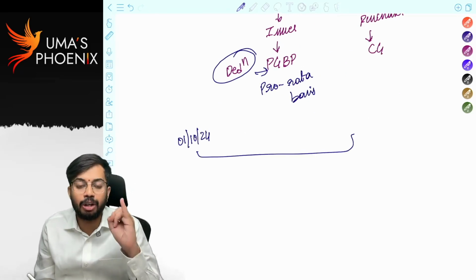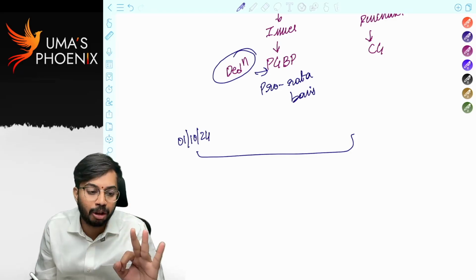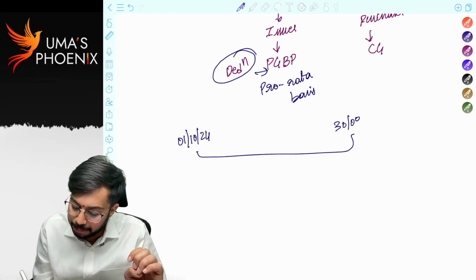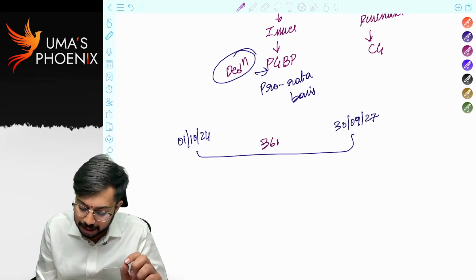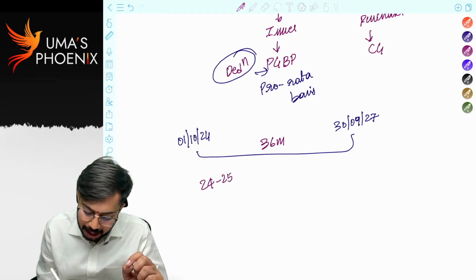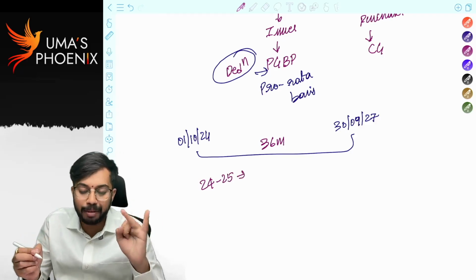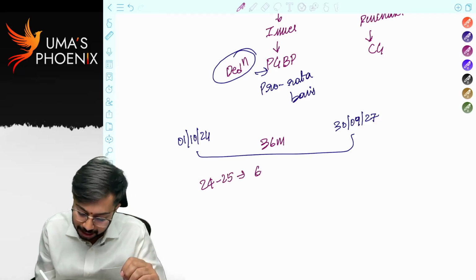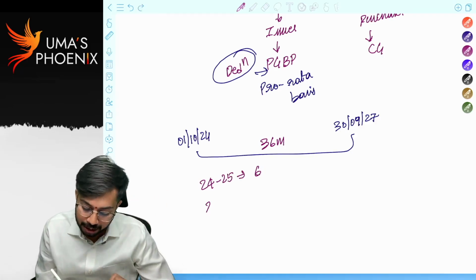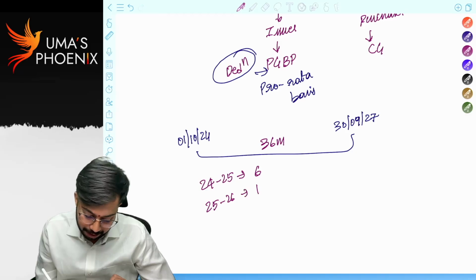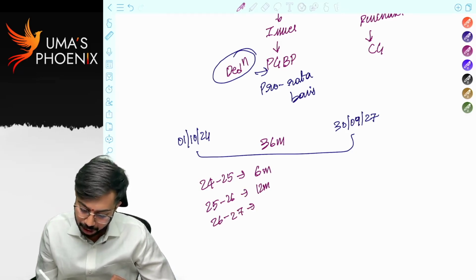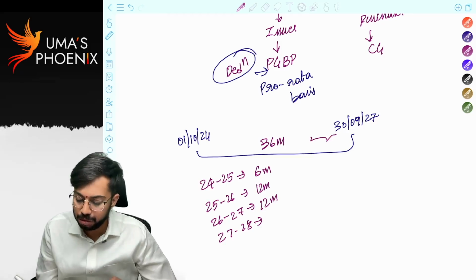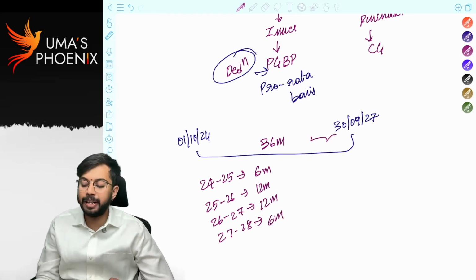So 3 years: 1st October 25, 1st October 26, 1st October 27. That means up to 30th September 27. So over a period of how many months? 36 months. In 24-25, how many months are there? October, November, December, January, February, March: 6 months. Only 6 months expenditure is allowed as deduction. In 25-26, total 12 months. In 26-27, total 12 months. In 27-28, only 6 months, April to September. This is how expenditure is allowed as deduction.